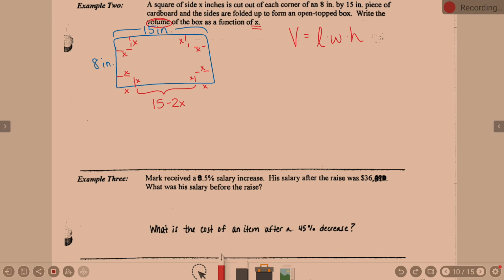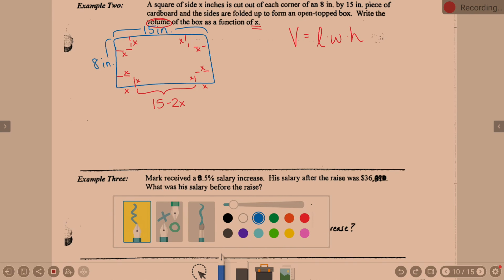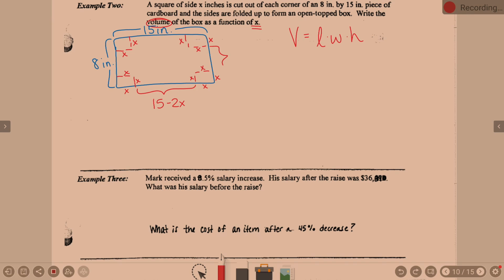Are you seeing how this also works with width then? If the width of the whole piece of cardboard is 8, but then what are we doing? We're taking off x and x. What is that flap that's left? 8 minus x, so 8 minus 2x. So at this point, I have volume equals 15 minus 2x times 8 minus 2x times the height. I was told we don't have the height, but we do.